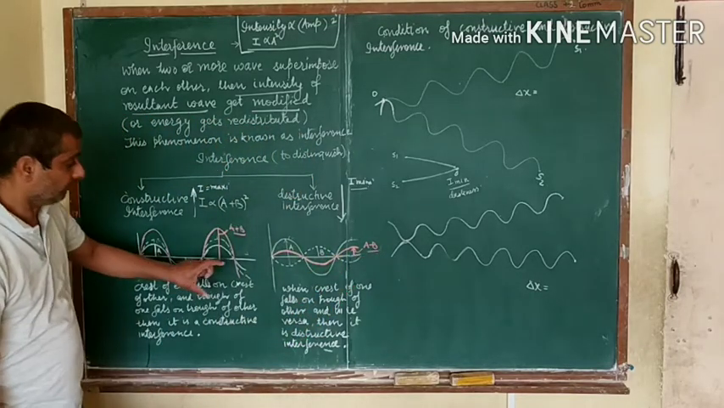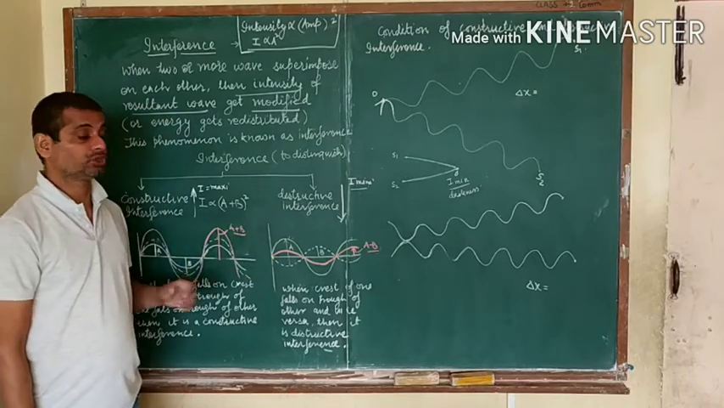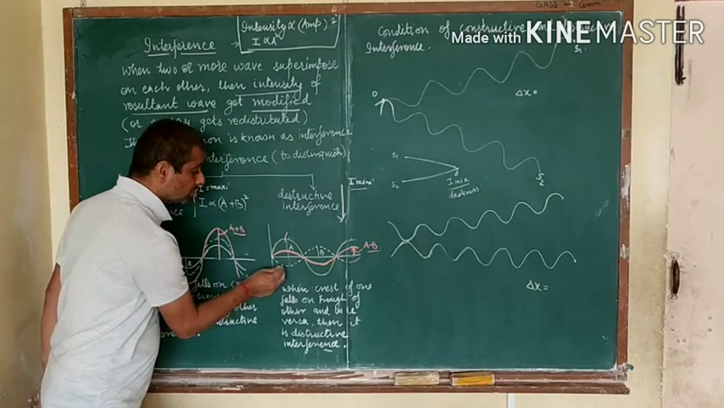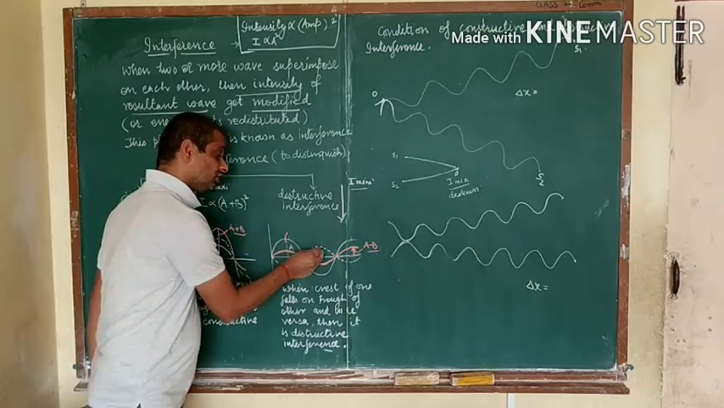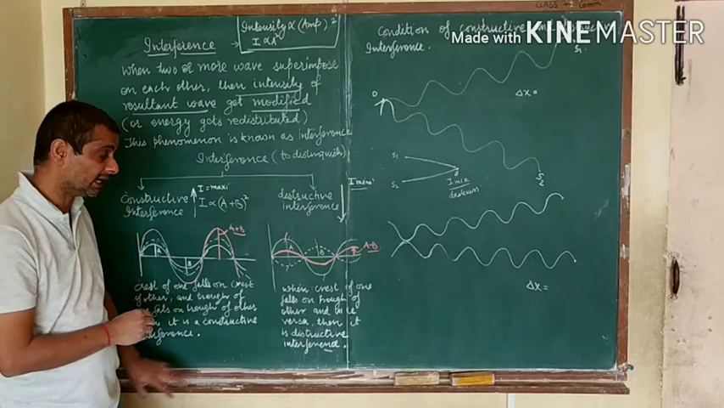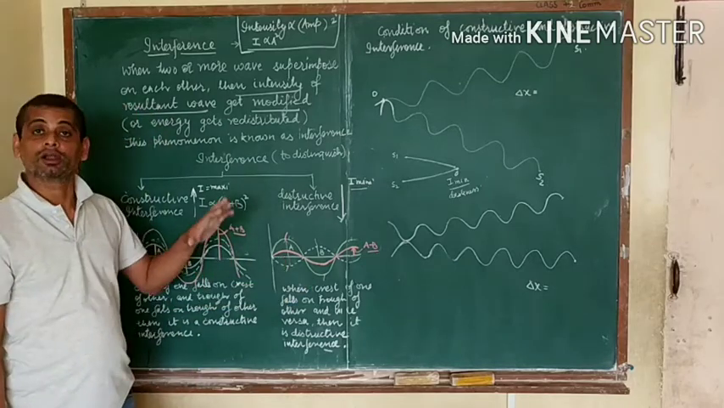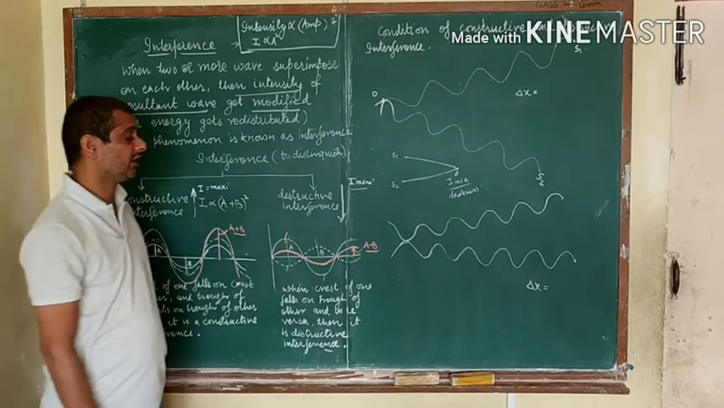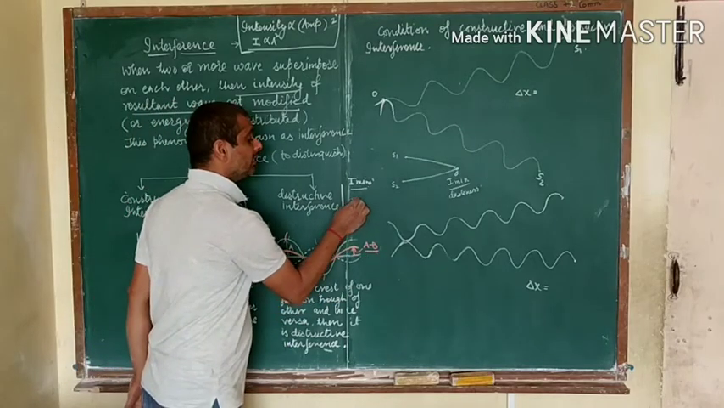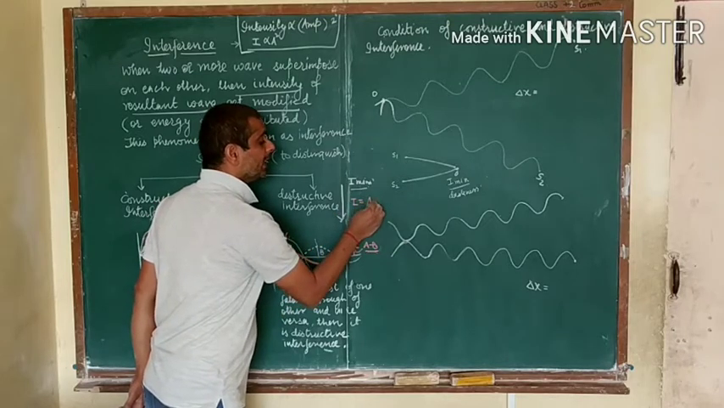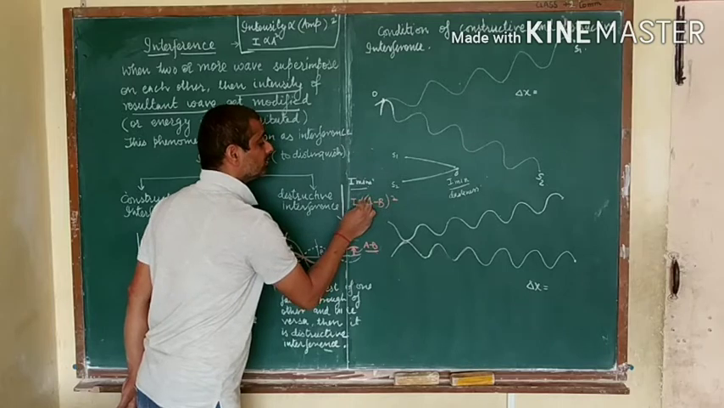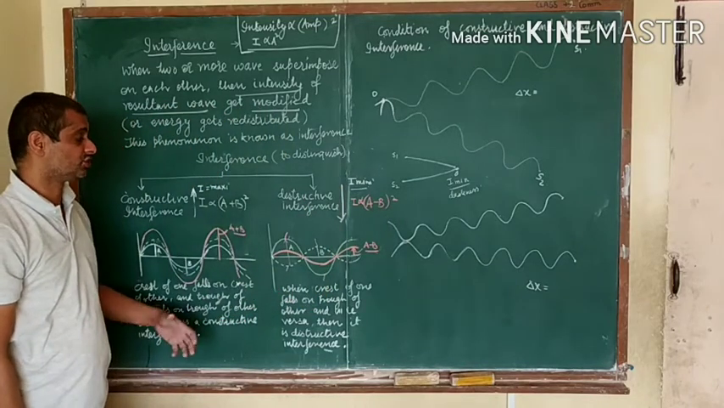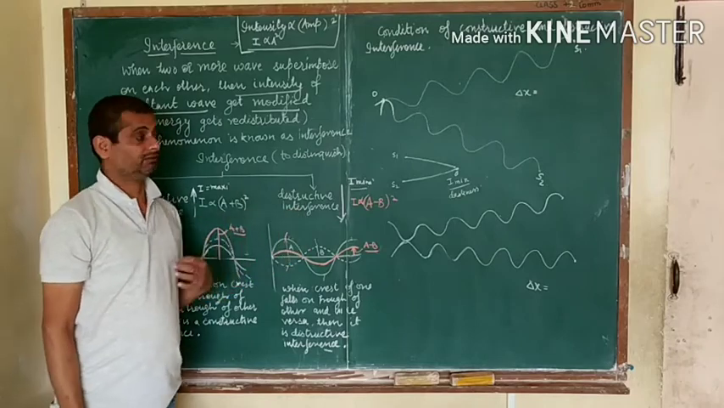Similarly, when the two waves superimpose on each other in such a way that the crest of one falls on the trough of the other, or the crest of the other falls on the trough of one, then there is destructive interference, or darkness. We know that the amplitude of the resultant wave is A minus B, so the minimum intensity is proportional to (A minus B) squared. So this is your constructive interference and destructive interference.